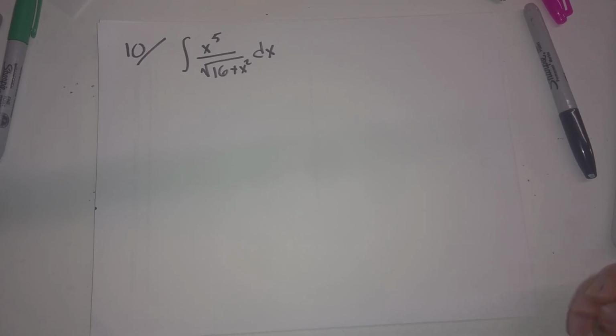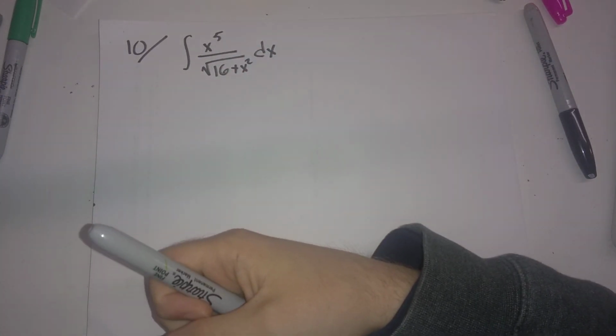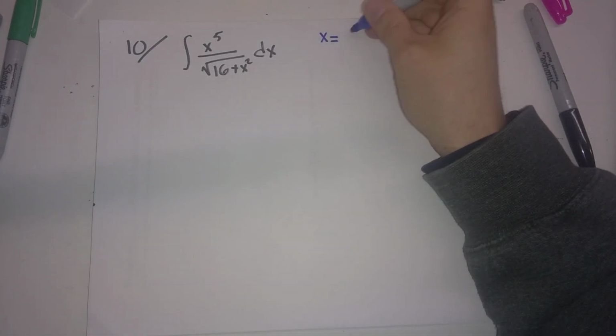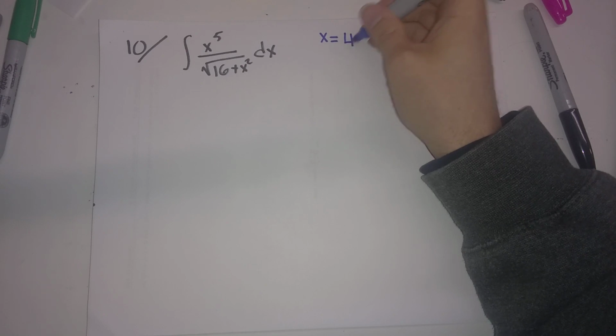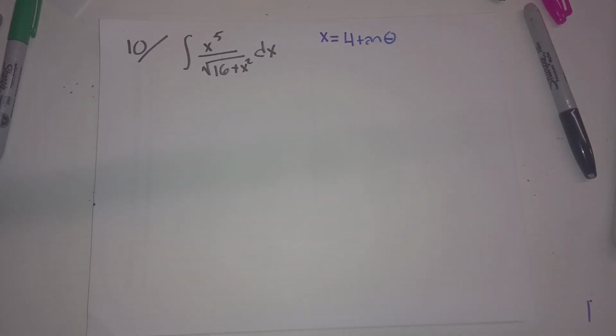10. Evaluate the antiderivative of x to the fifth divided by the square root of 16 plus x squared. Square root of 16 plus x squared, square root of a squared plus x squared. This very strongly suggests a trigonometric substitution. And the one that would make sense here would be x equal to 4 tangent theta.